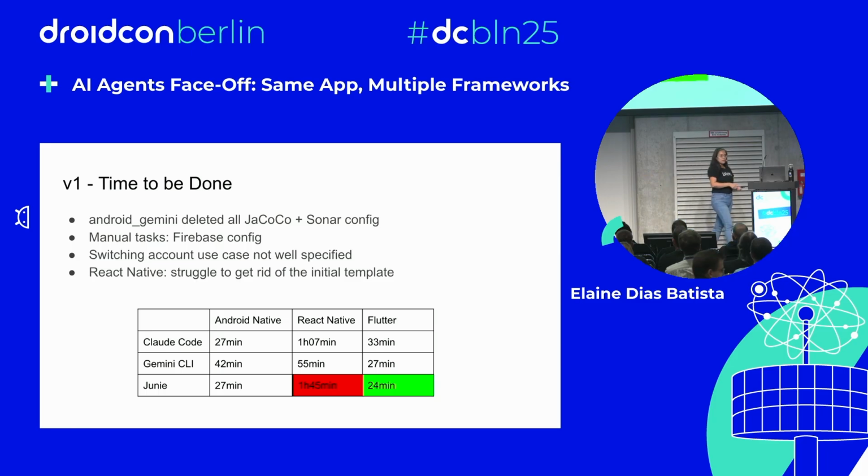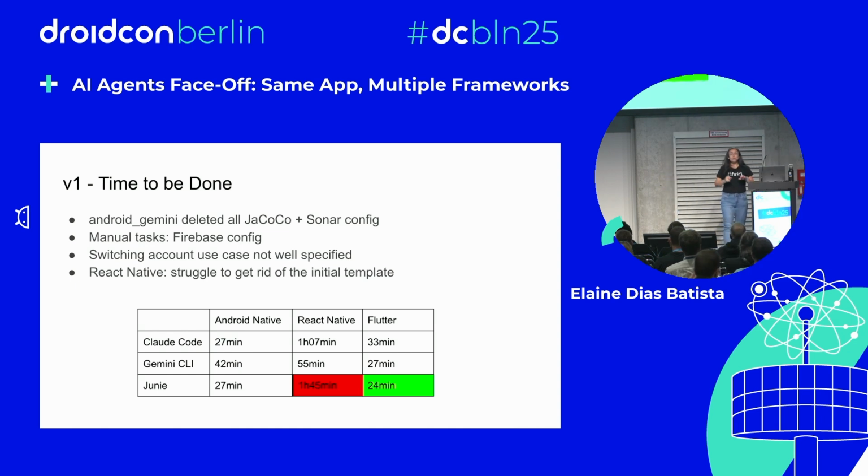Some things to note. The project Android Gemini, basically, it just stripped out. It deleted all of the configuration of Jacoco to calculate the code coverage in my Sonar config. Just decided to delete. I said I did Google sign-in, so there was some Firebase config that I did manually.